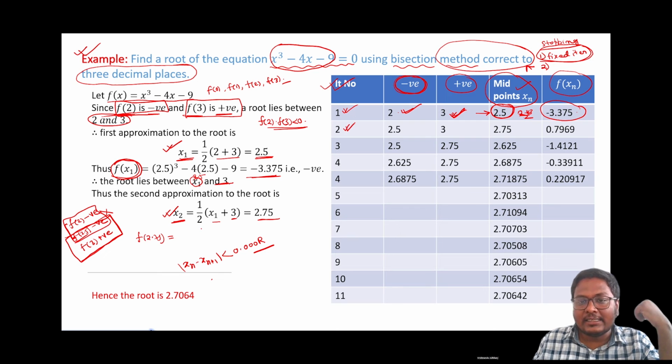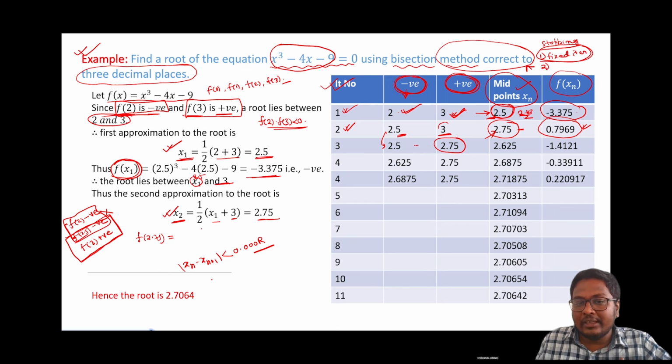So in the next iteration, where is the negative value? This is your negative value. So this 2.5 will be updated in the negative position and the positive position will remain the same. Again, this is your midpoint, and after that we find the functional value. Now here your functional value is positive. So where the positive value is present, that point will be updated. The positive value is present in the place 3, so this point will come here and 2.5 remains the same.